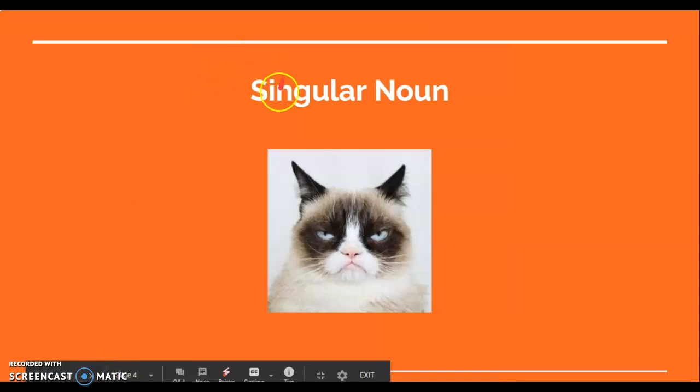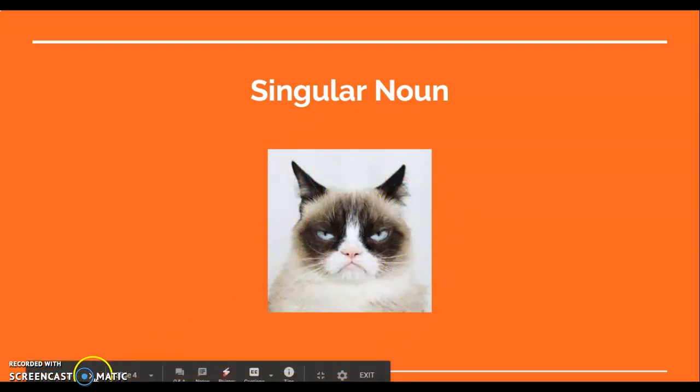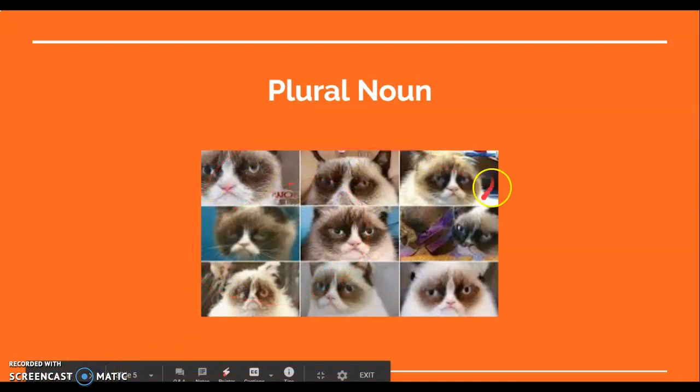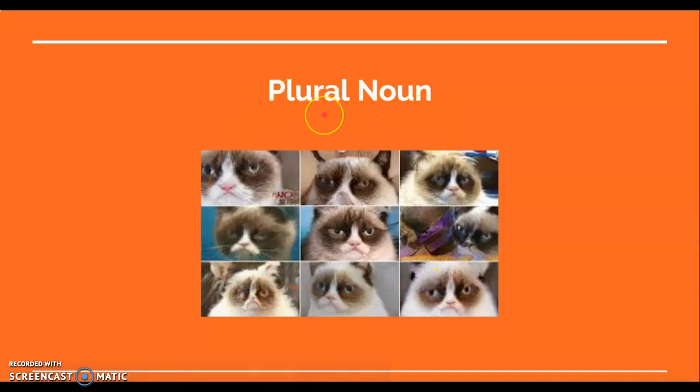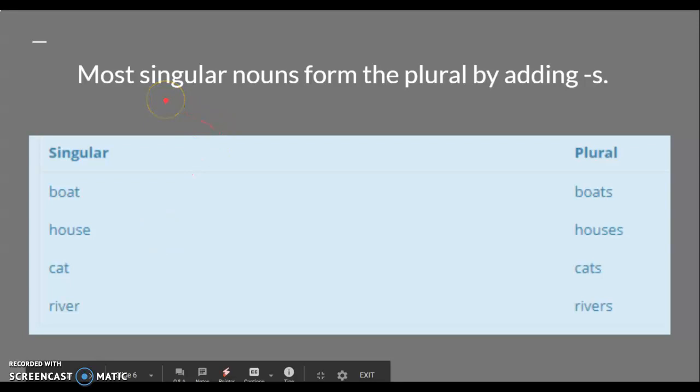Singular. The base word of singular is single. If you're single, you are just one person. So a singular noun. We have one grumpy cat. That's a singular noun. One grumpy cat. But here we have a bunch of grumpy cats. That's plural. Plural is when we have more than one of something. Singular and plural.